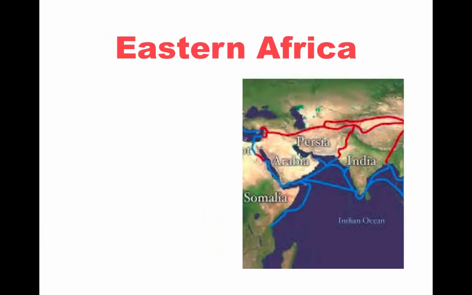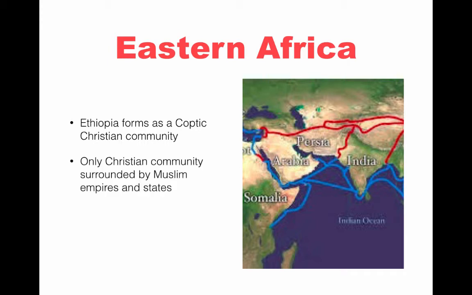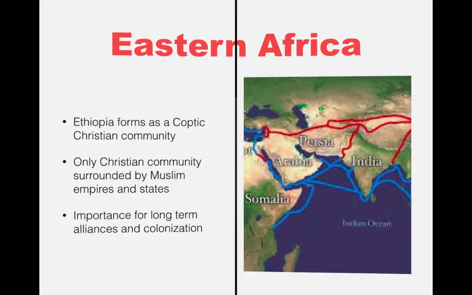Now we go to the opposite side of Africa, and we talk about Eastern Africa, and that allows us to talk about Ethiopia, which is our only Christian community within Africa at this time period. It's going to be very important in the long run because Ethiopia will resist imperialism, and they're able to do that because they form alliances with the Christian community up in Europe. It also is a demonstration of that Christian-Muslim tension at the time period between empires and states in Africa, and it allows us to connect, as I said, to long-term alliances and the issue of colonization.